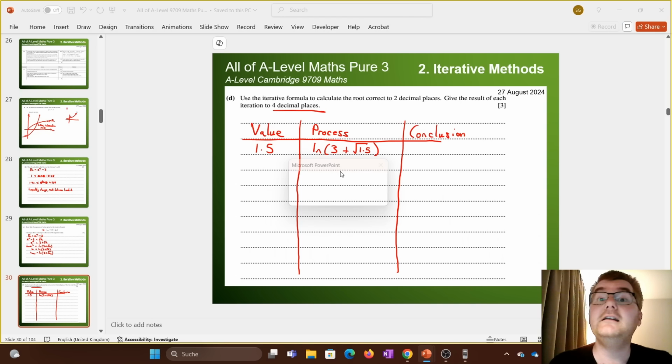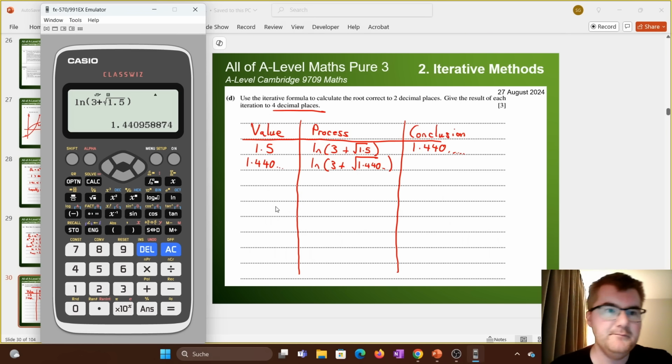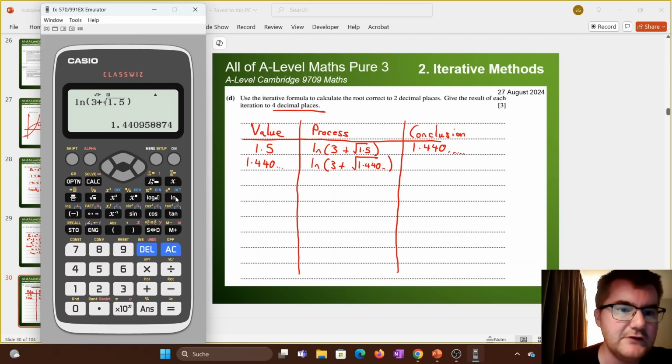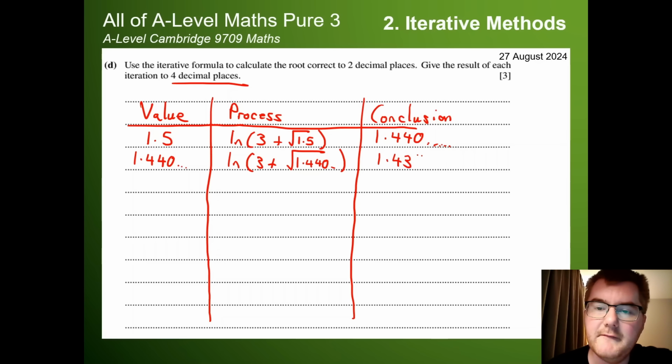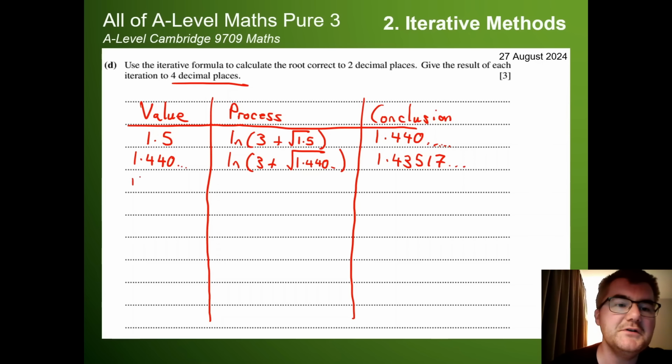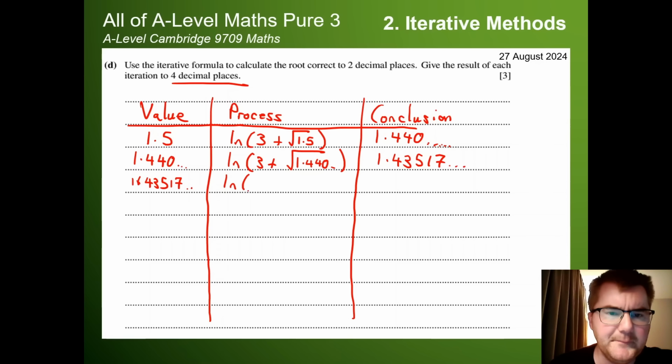And so we go back and we can use that handy answer button. Now it's going to make our life a lot easier. So we have the natural log of 3 plus the root of answer, put in the bracket in the right place, and that gives us here 1.43517, which is going to be our next answer. Again, I have no idea what the answer was going to be, but starting at 1.5 kind of makes sense. So we can try and get to the answer as quickly as possible.